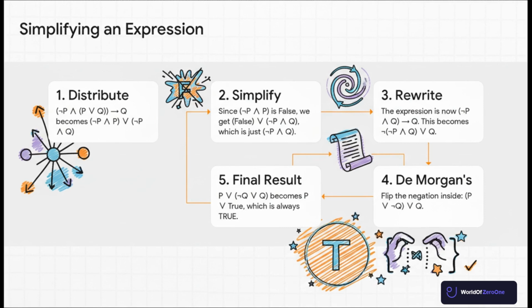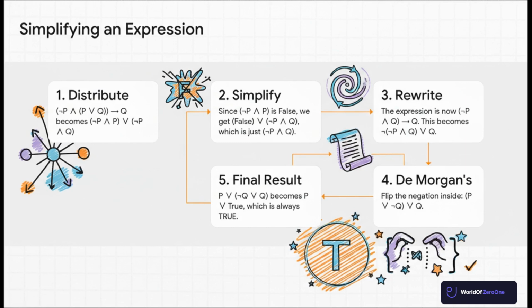Okay, first things first, let's use our distributive law on that first part. That gives us (not P and P) or (not P and Q). Now, think about that first bit. A statement can't be true and false at the same time, right? So not P and P is always false. We can just get rid of it. That leaves us with (not P and Q) implies Q. Next, we've got to deal with that implies arrow. Here's a handy conversion. A implies B is the exact same thing as saying not A or B. So let's rewrite our expression as not (not P and Q) or Q.